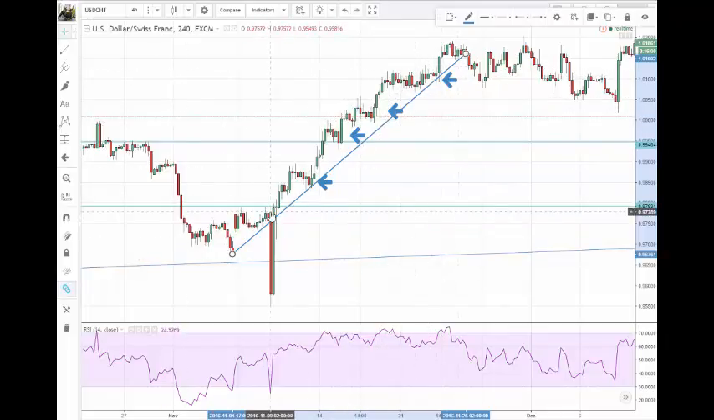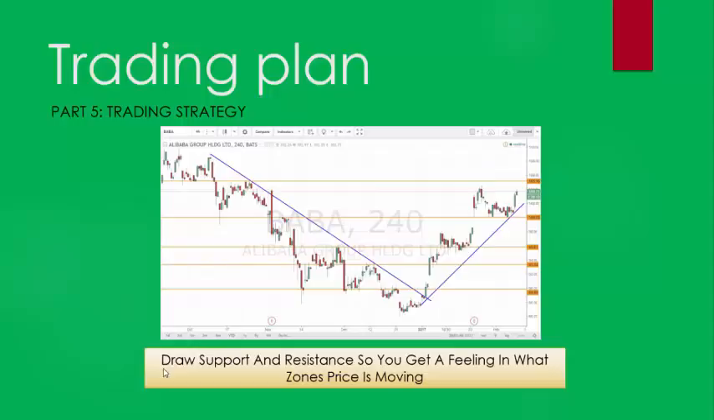So this trend line doesn't just tell us that we're in an uptrend, but we also know that when price moves back into this trend line, we have to get ready to re-enter. So that's another thing trend lines tell us. And the next thing we do is draw in support and resistance lines.